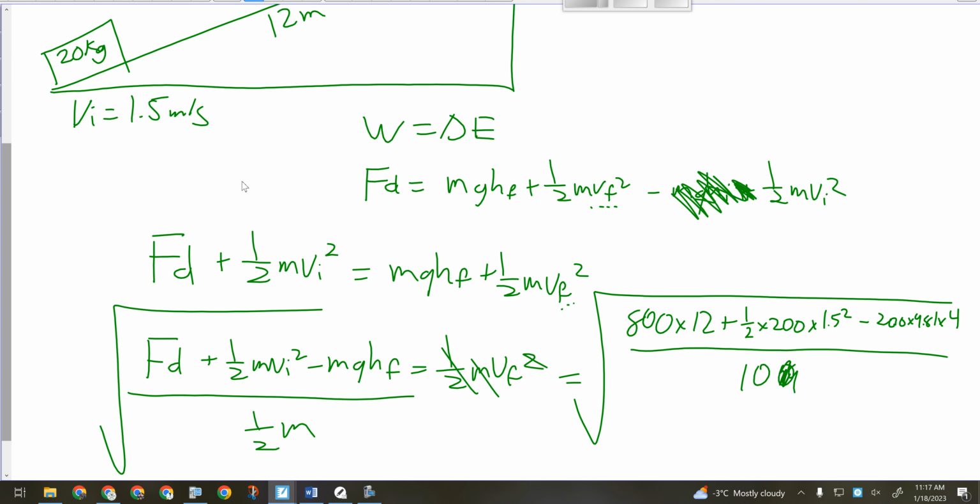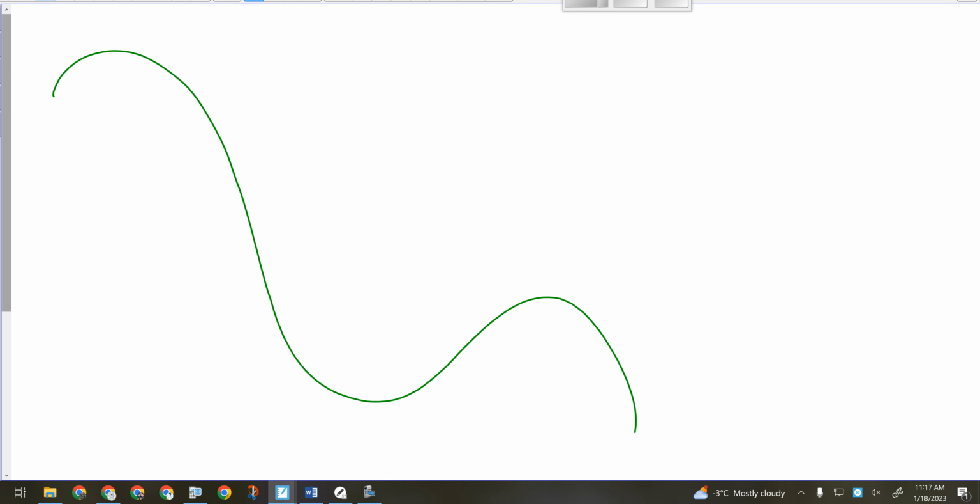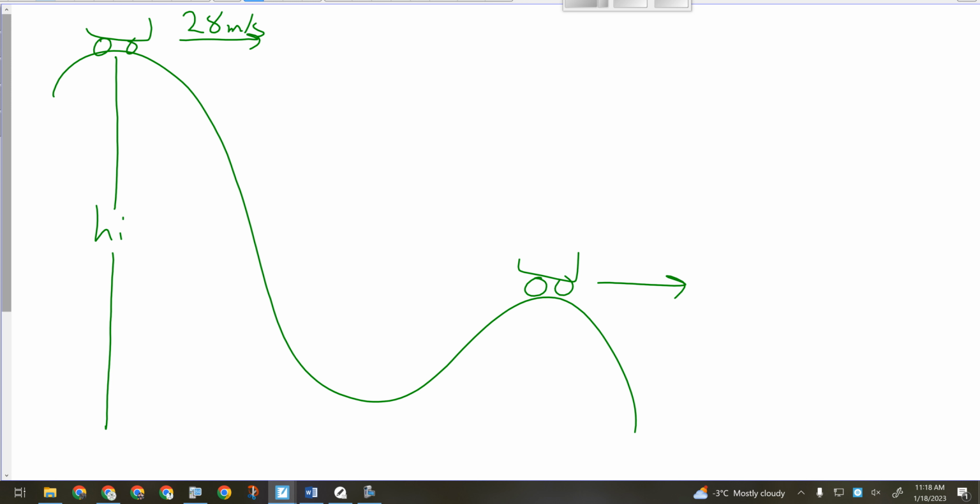Okay, what else? Are you doing like the conservation of energy? Mm-hmm. That's too big. 8 per second.